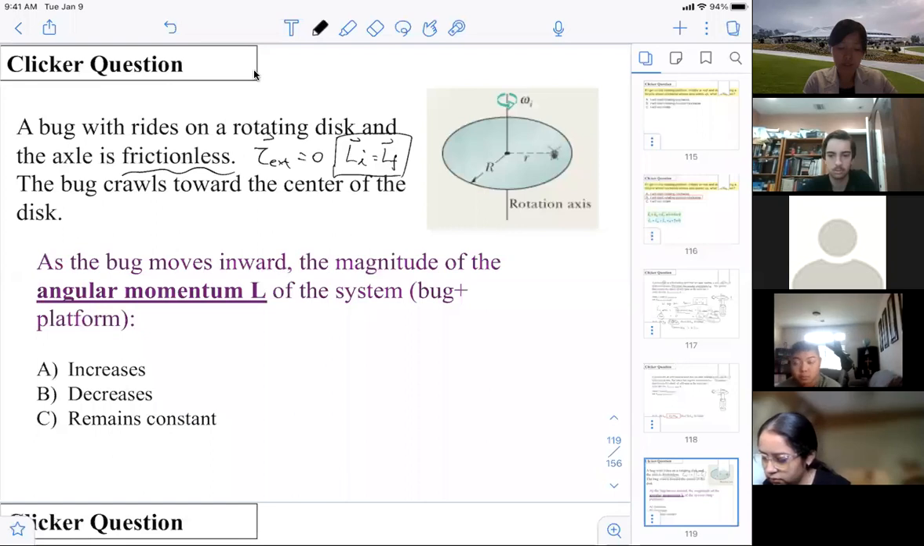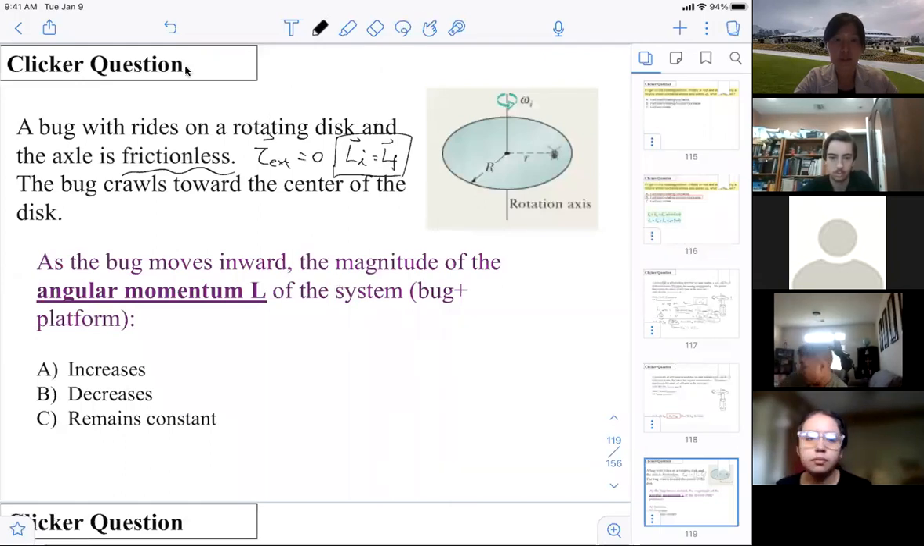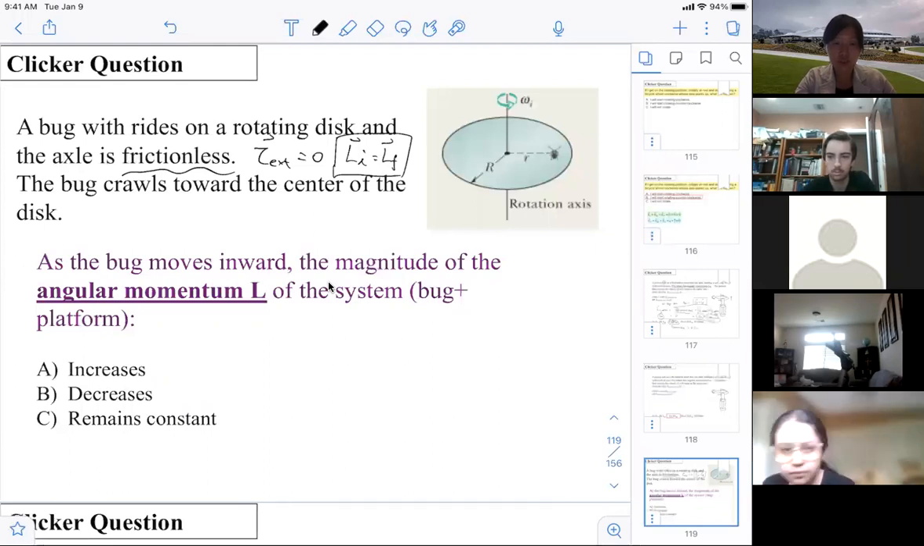As the bug moves inward, the magnitude of the angular momentum of the system, what is that? What do you think that is? This should be fairly quick. I'm going to go ahead and open the poll for you. Don't jump to conclusions. It's asking for angular momentum. It's not asking for velocities.